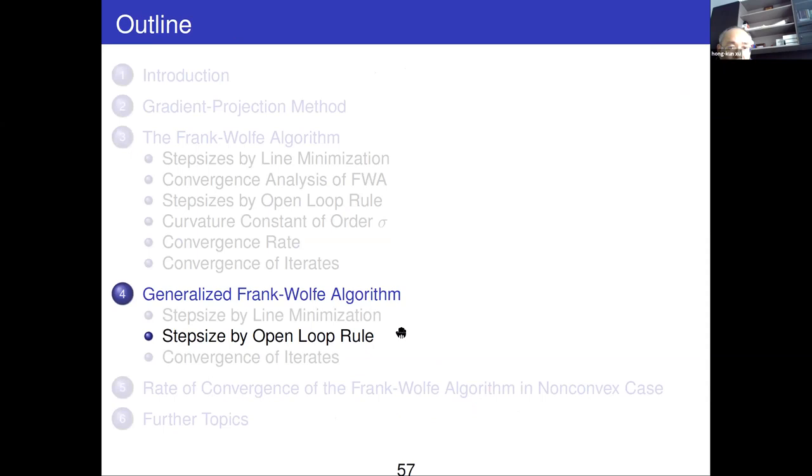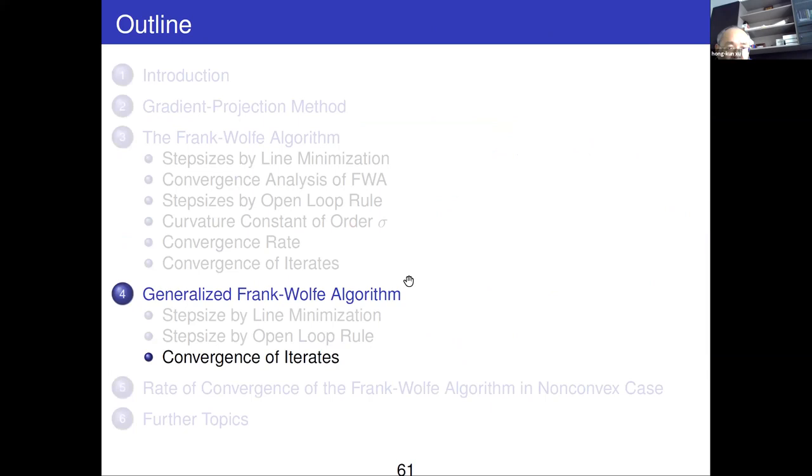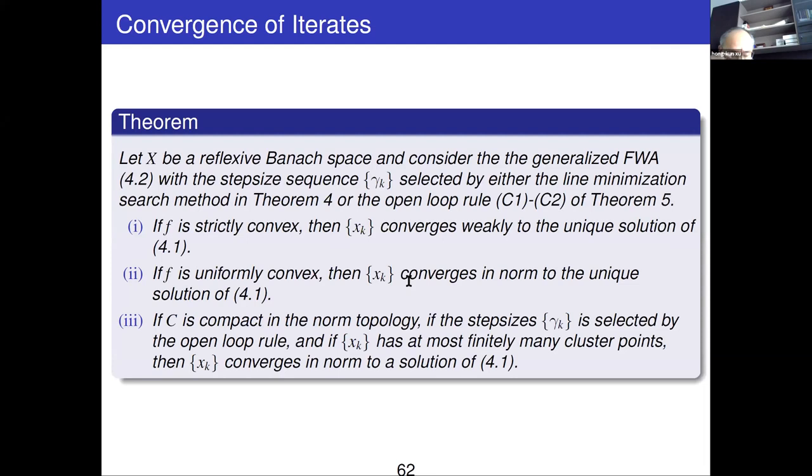For the open loop, the derivative is uniformly continuous over each bounded subset of the space. Now, I need both sequences xk and xk bar to be bounded, and then the step size follows the open loop conditions. Then I still have the convergence: phi(xk) converges to the optimal value. That's the composite case. I'm not going to prove this. Now, for the convergence of the sequence xk, I can extend the previous result partly, not fully.